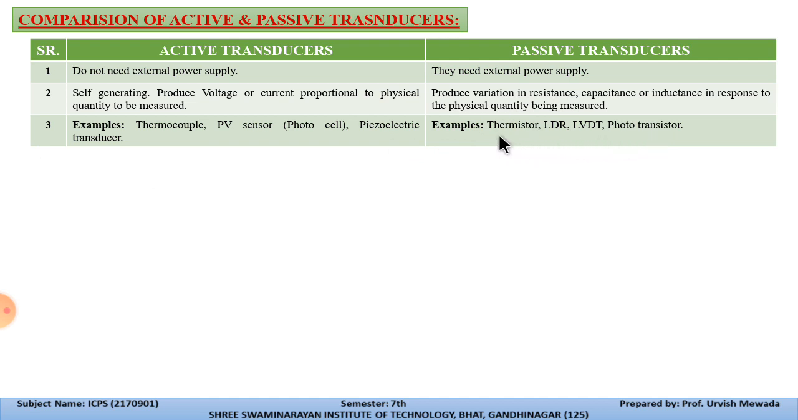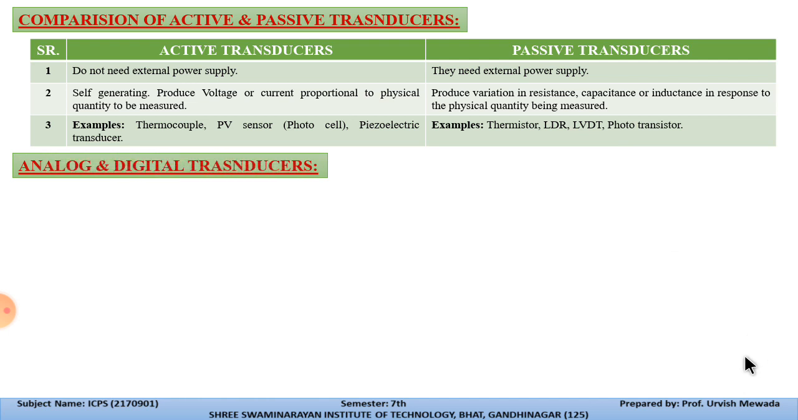Means if we want to measure the physical quantity, we need to give the excitation to this type of transducers. That's why these transducers are called passive transducers. So this is the difference between active transducer and passive transducer.